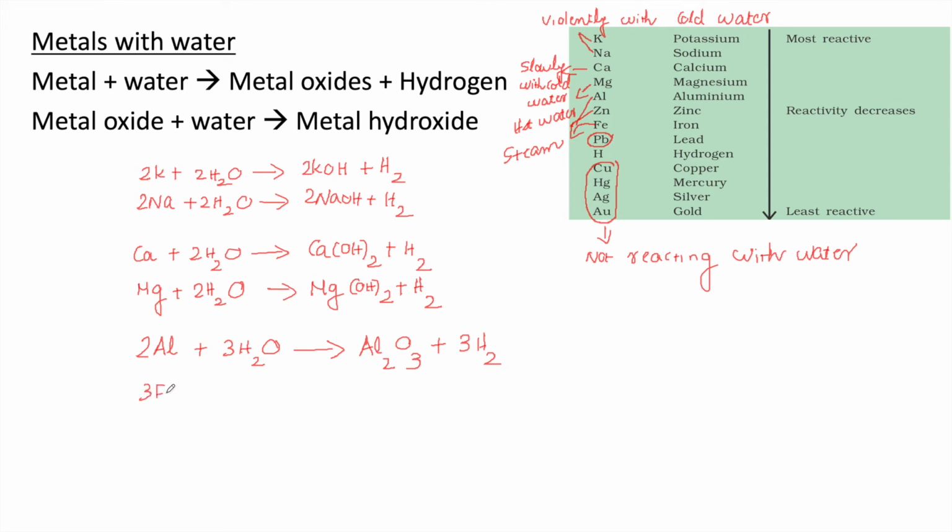Iron also reacts with steam. Here, water is in the gaseous state. Steam reacts with iron to form Fe3O4 plus 4H2. So aluminium and iron form the oxides of the metals: aluminium oxide, Al2O3, and iron oxide, here it is Fe3O4. So this is the kind of reaction of the metals with water.